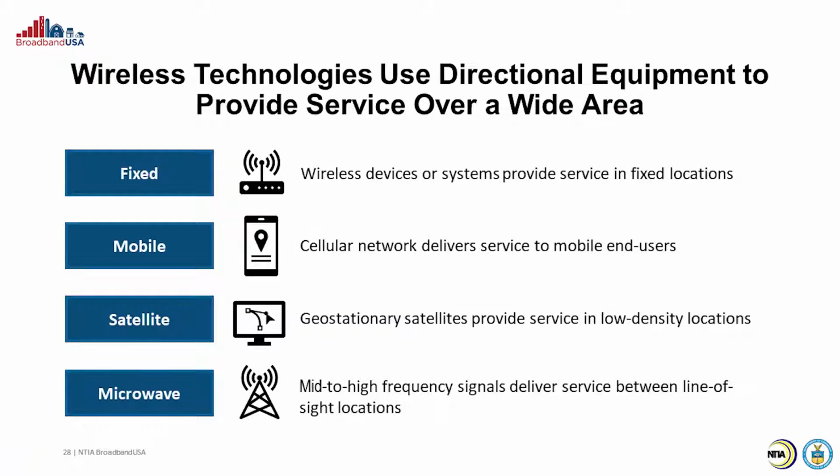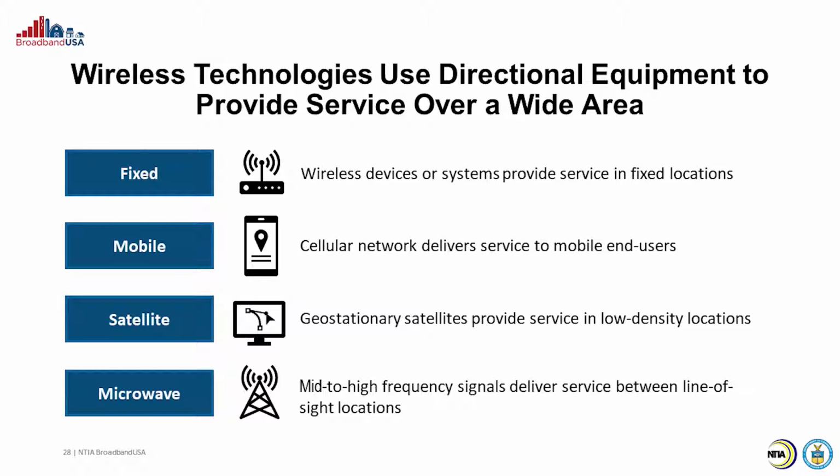Let's talk about wireless technologies. Wireless technologies use directional equipment to provide service generally over a wide area. There are really four main types. It can be fixed wireless devices or systems that provide services in fixed locations. They can be mobile, right? Your general cellular networks that deliver service to mobile end users through phones and devices.